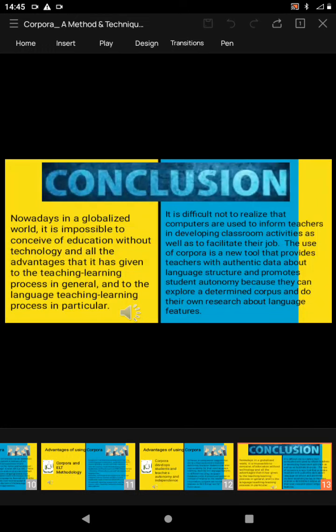Many researchers and linguist writers conclude that nowadays in a globalized world, it is impossible to conceive of education without technology and all the advantages that it has given to the teaching-learning process in general and to the language learning process in particular. It is difficult not to realize that computers are used to inform teachers in developing classroom activities as well as to facilitate their job. The use of corpora is a new tool that provides teachers with authentic data about language structure and promotes students' autonomy because they can explore a determined corpus and do their own research about language features.